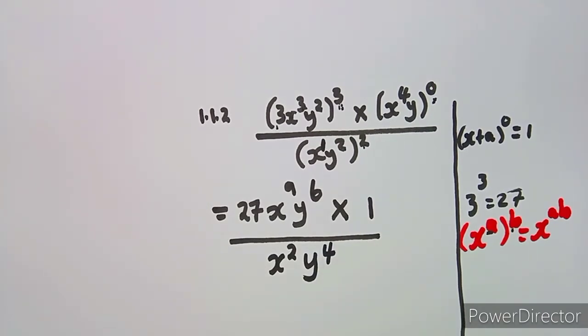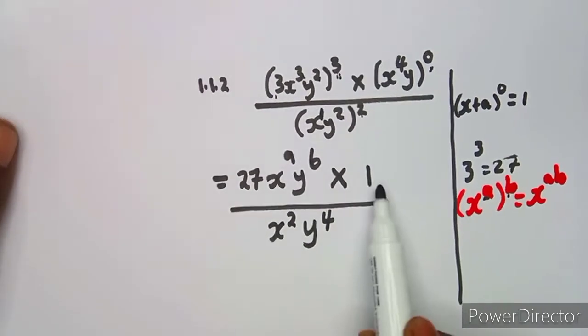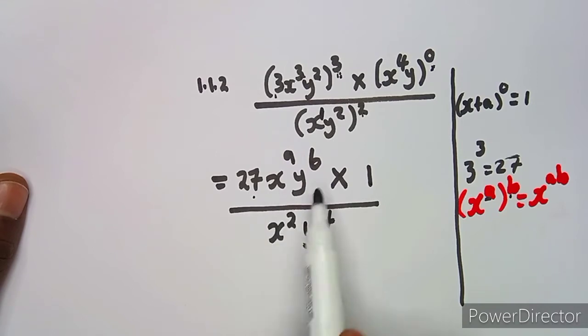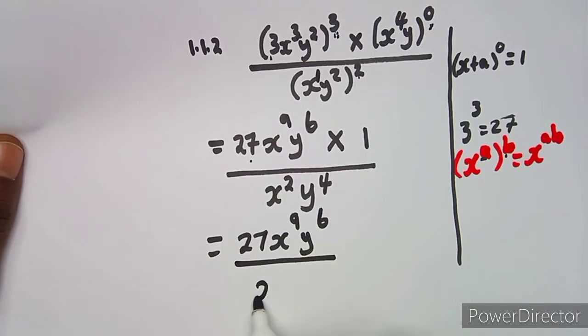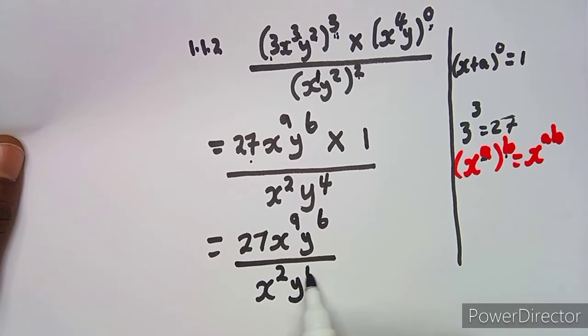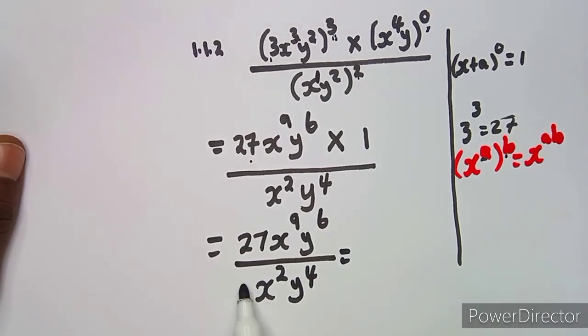Then which part are we going to apply here? Because this is the stage. We know that 1 times a number is going to remain as it is, just like 27, x to the exponent of 9, y to the exponent of 6 over x to the exponent of 2, y to the exponent of 4. So this is what you're going to have at the end. And here this one is the same as 1, so it's like 27 divided by 1, which is just 27.